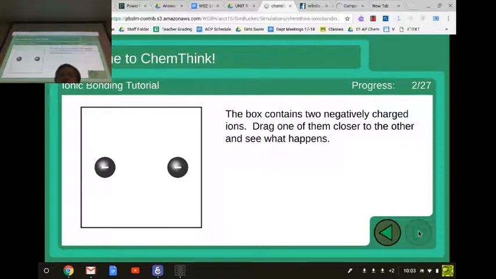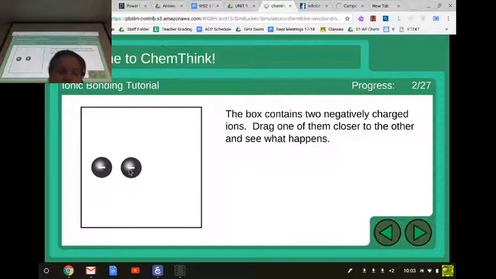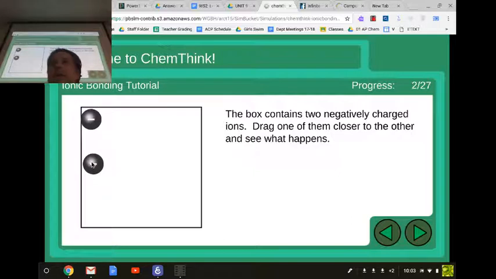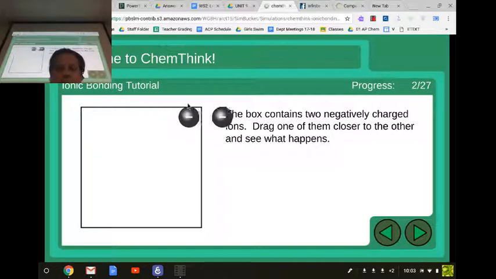Next. In this case here, the box contains two negatively charged ions. Do you see that? As a result of there being two negatively charged ions, what do you think will happen when I try to put them next to each other? Yes, they'll repel. Good. So that would look like this. And if I do it really, really fast, they go really, really fast. Now, I broke it.